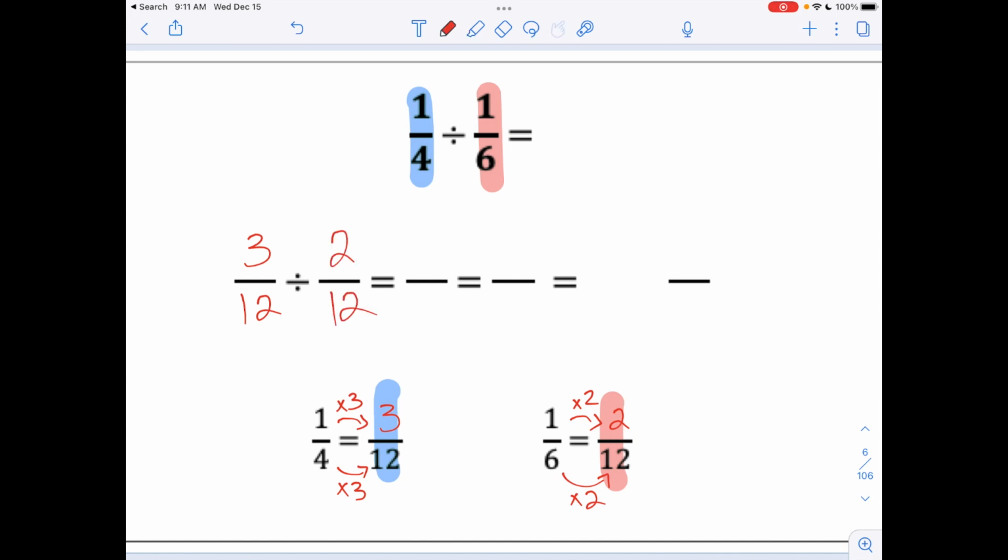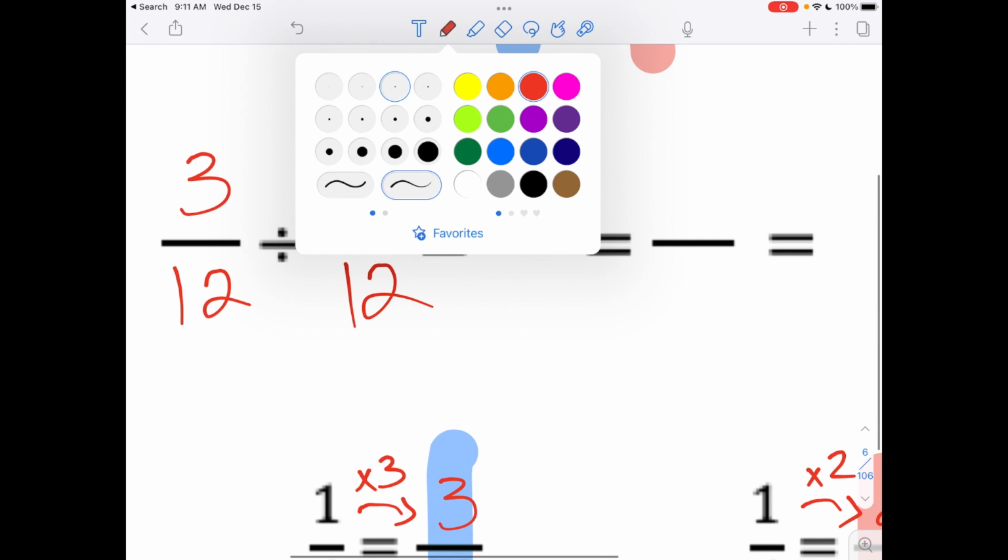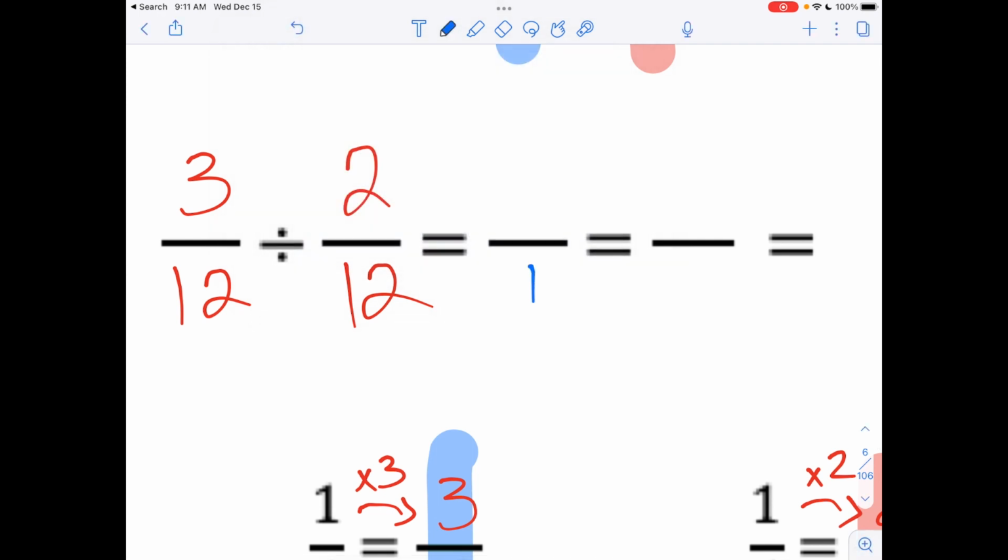And then I'm going to divide across. I always like starting with the denominator. If you make common denominators, the 1 is always going to be next. 12 divided by 12 is 1, which I don't need. And on top, 3 divided by 2 is the same as 3 on top of 2, which I'm going to rewrite, 3 on top of 2.